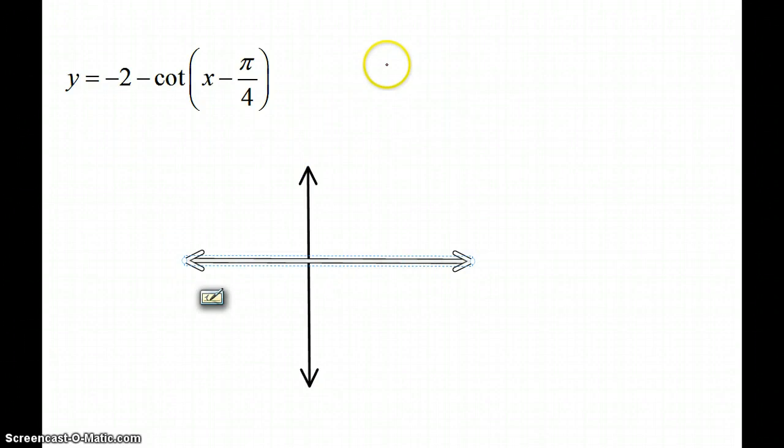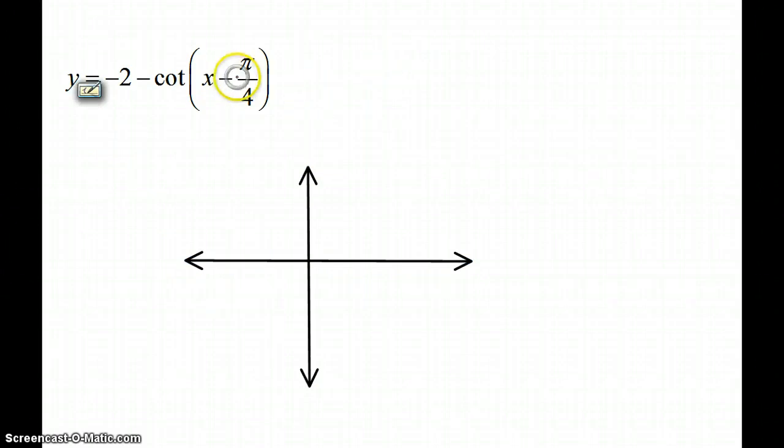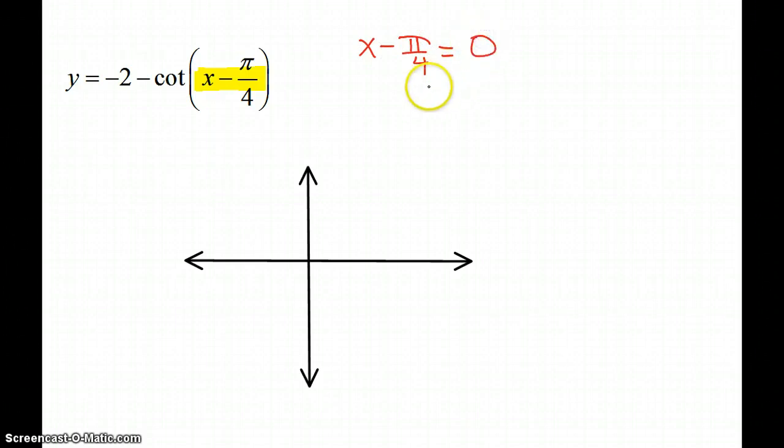And the first thing that I'm going to notice here is that this is my horizontal part. Okay, so my horizontal part is right here. So I'm going to start by taking x minus pi over 4, and I'm going to set it equal to one of the asymptotes for cotangent. So I like 0. So I'm going to get x equals pi over 4. So I know that's an asymptote. So I'm going to put pi over 4, and I'm going to make that an asymptote.